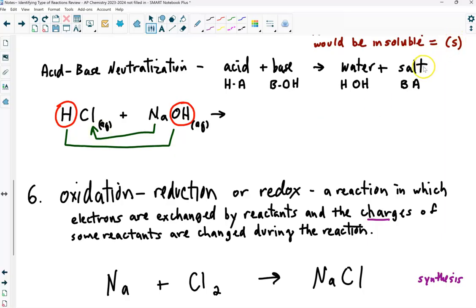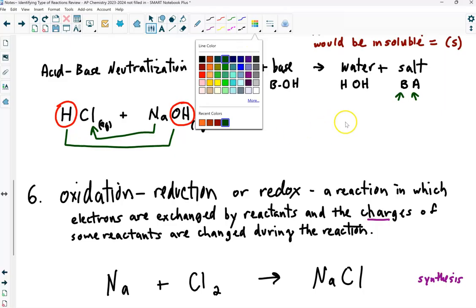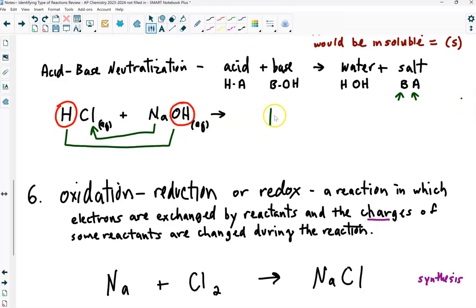So essentially the positive ion from the base would react with the negative ion, the anion from the acid. So in this case, we would get H2O, water, and sodium would bond to chloride. We know that's NaCl because that's a +1 ion and a -1 ion. So that's pretty much it for acid-base neutralization.